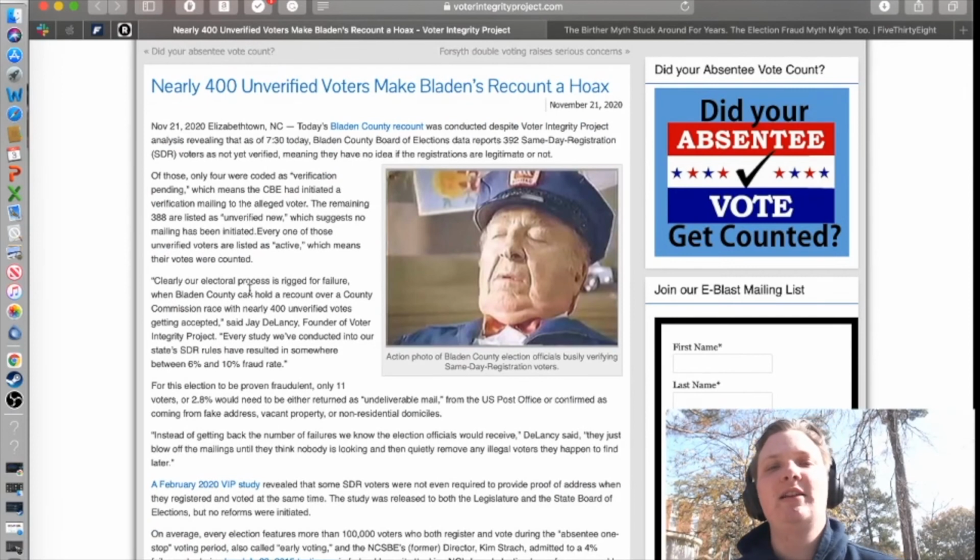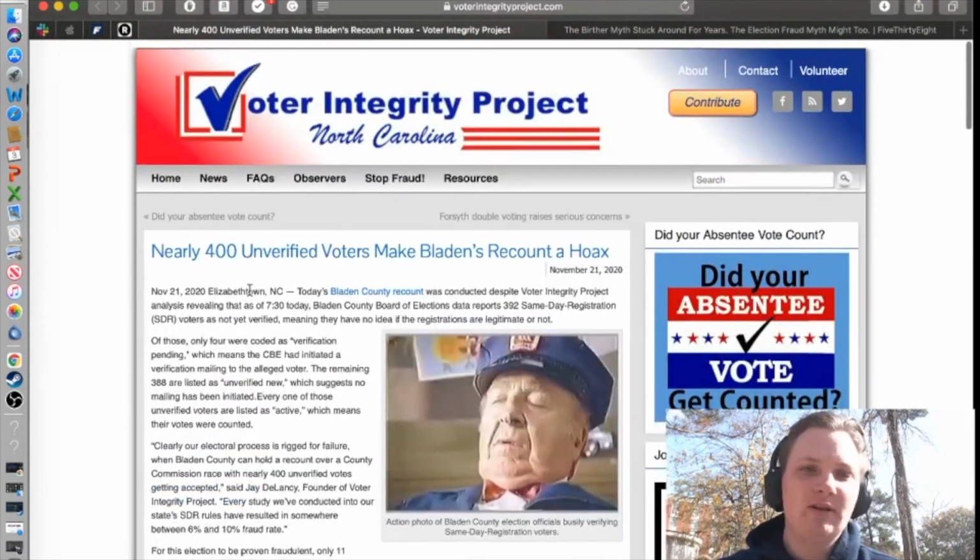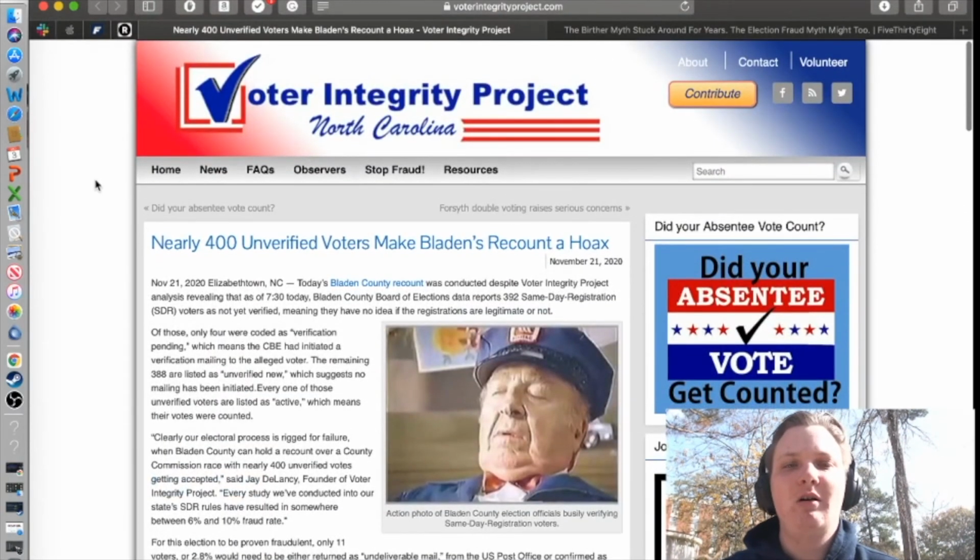You also have the case where 400 unverified voters made a ballot recruit a hoax. And there was this article where we played a video from the prosecutor channel, and he was talking about the guy who's in charge of the Voter Integrity Project, and he was talking about some data for this most recent election and why it just doesn't make sense, and it seems to have some underlying efforts of fraud.